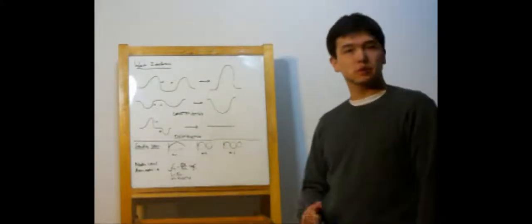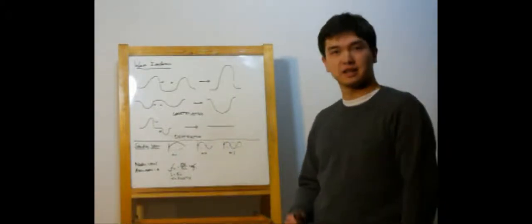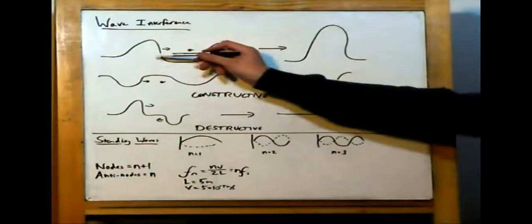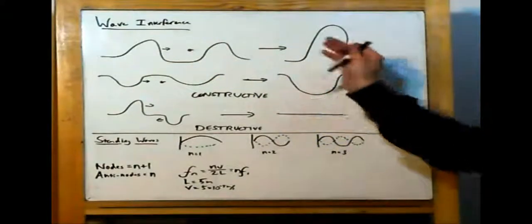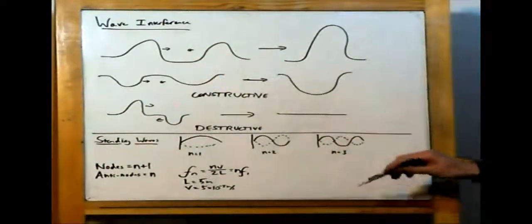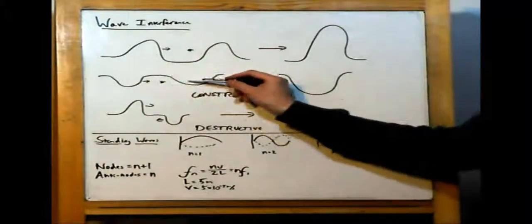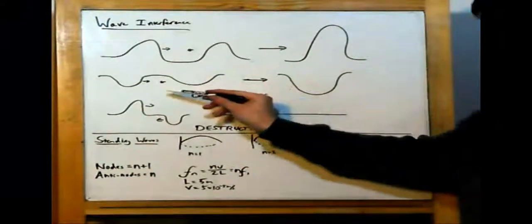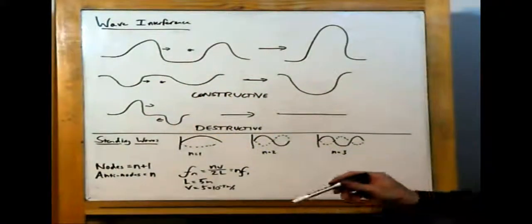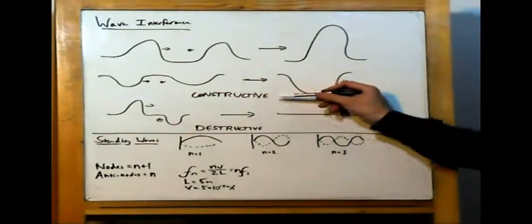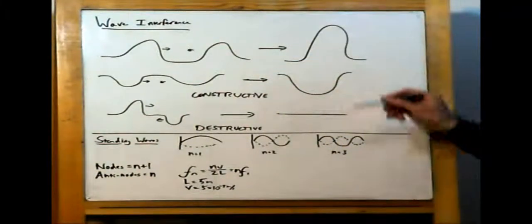Wave interference occurs when two waves are traveling along the same medium and they meet each other. So here we have two peaks coming along, traveling in opposite directions, and they meet each other. They'll build on each other to form one big peak. Likewise, here we have two troughs traveling along in a medium and they meet each other. When they meet, they'll form one big trough. This is known as constructive interference, when two waves meet and then build on each other.